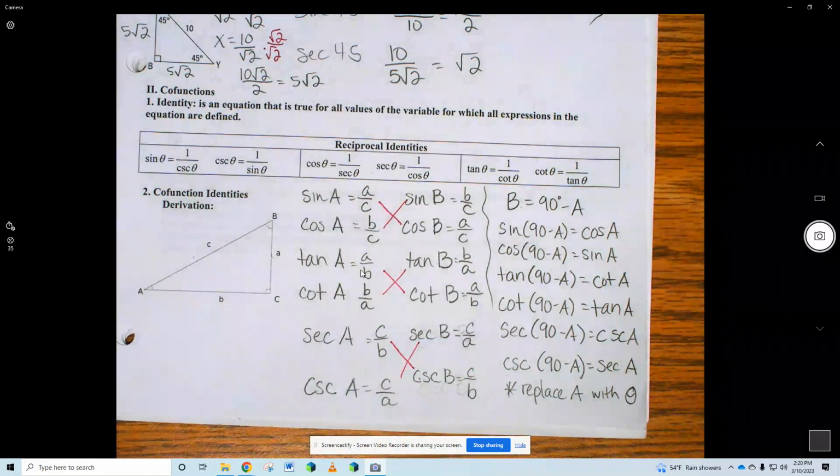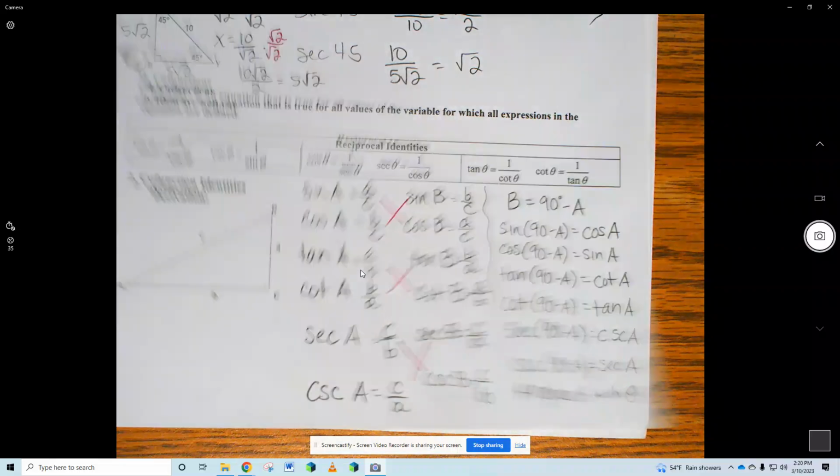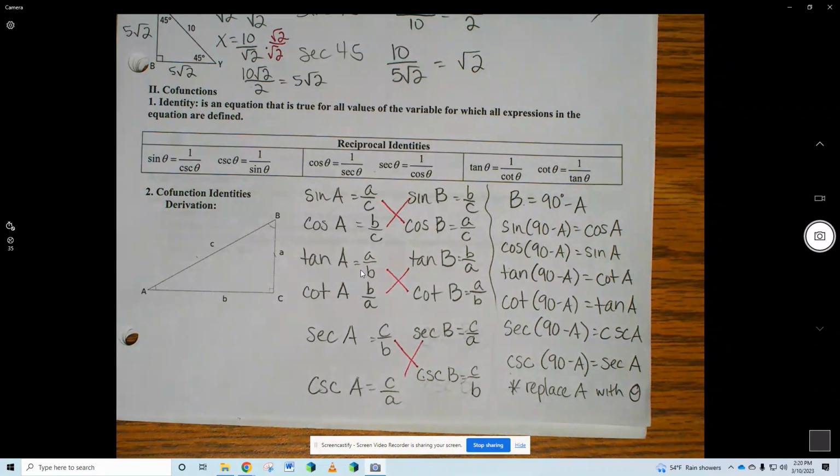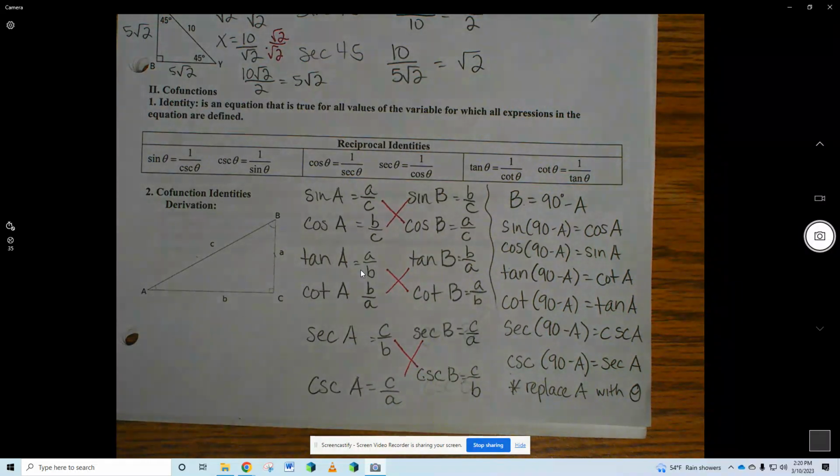I said I wouldn't be recording till the end of the period. I'm sorry. I'm almost done. We're just subtracting on the next page. 90 degrees minus. Okay.